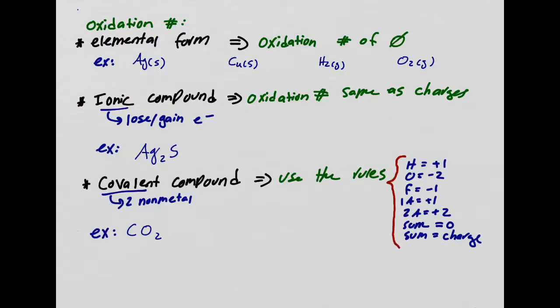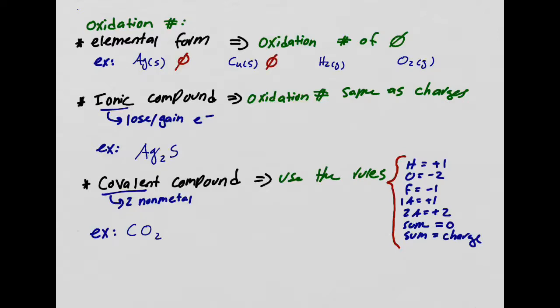Now, when you assign oxidation numbers, there are three things to remember. The first one is anything in its elemental form has an oxidation number of 0. If that's how they exist in nature, in an elemental form, they have an oxidation state of 0. For example, silver metal, that's how it exists in nature. Silver metal, that's its elemental form, so the oxidation number would be 0. Copper metal, copper solid, that's how it exists in nature. It's an elemental form, so that would be an oxidation number of 0.